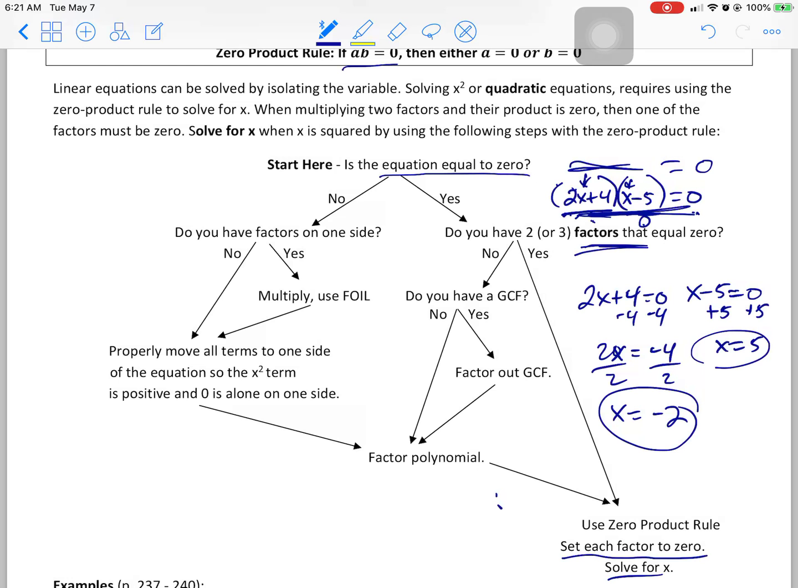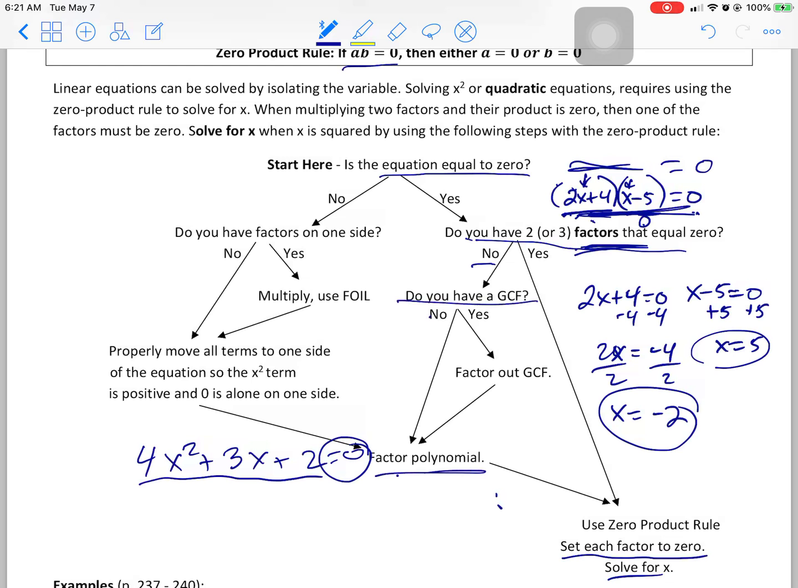What happens if I have 4x squared plus 3x plus 2 equals 0? These are terms. There are 3 terms that equal 0, not factors. So up here, when it says, do I have factors, you're going to go with no. And then you're going to check for GCF. No, don't have a GCF. Then you're ready to factor it. Okay, that'll catch you up to what that one looks like.